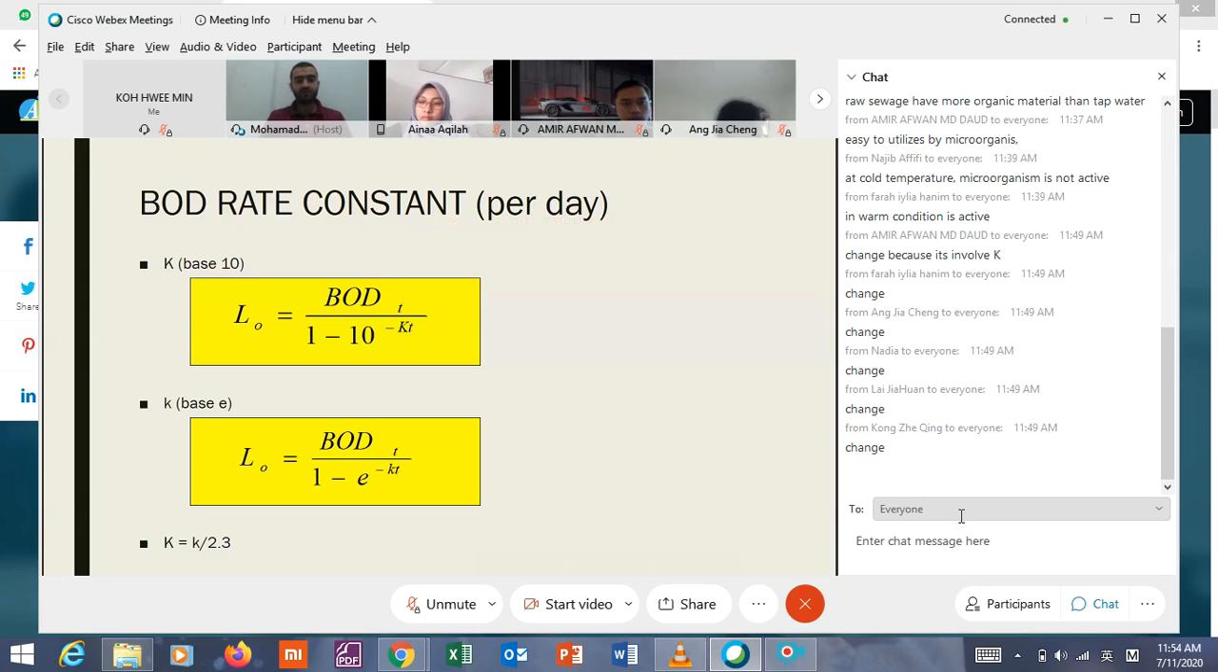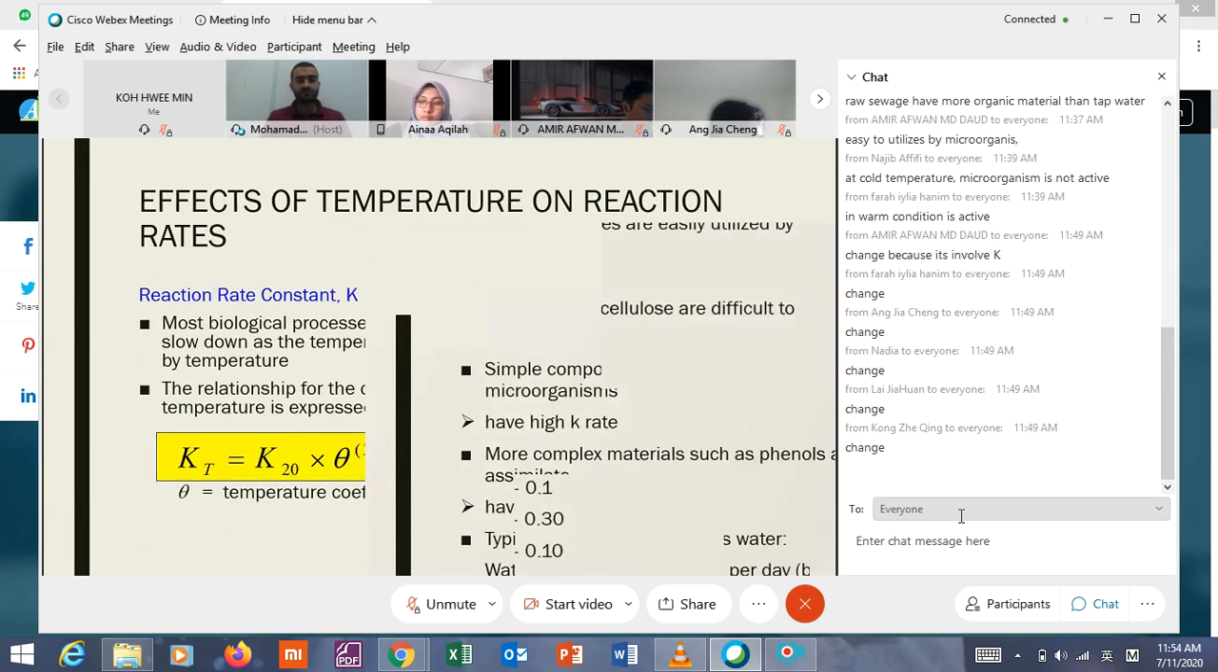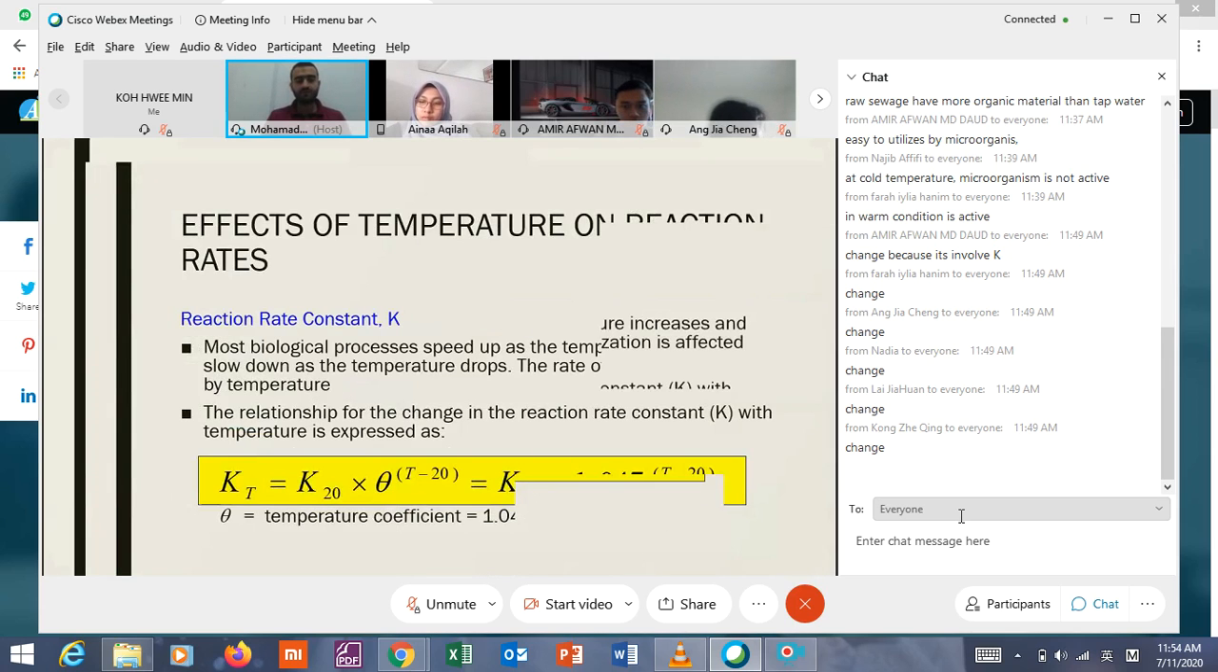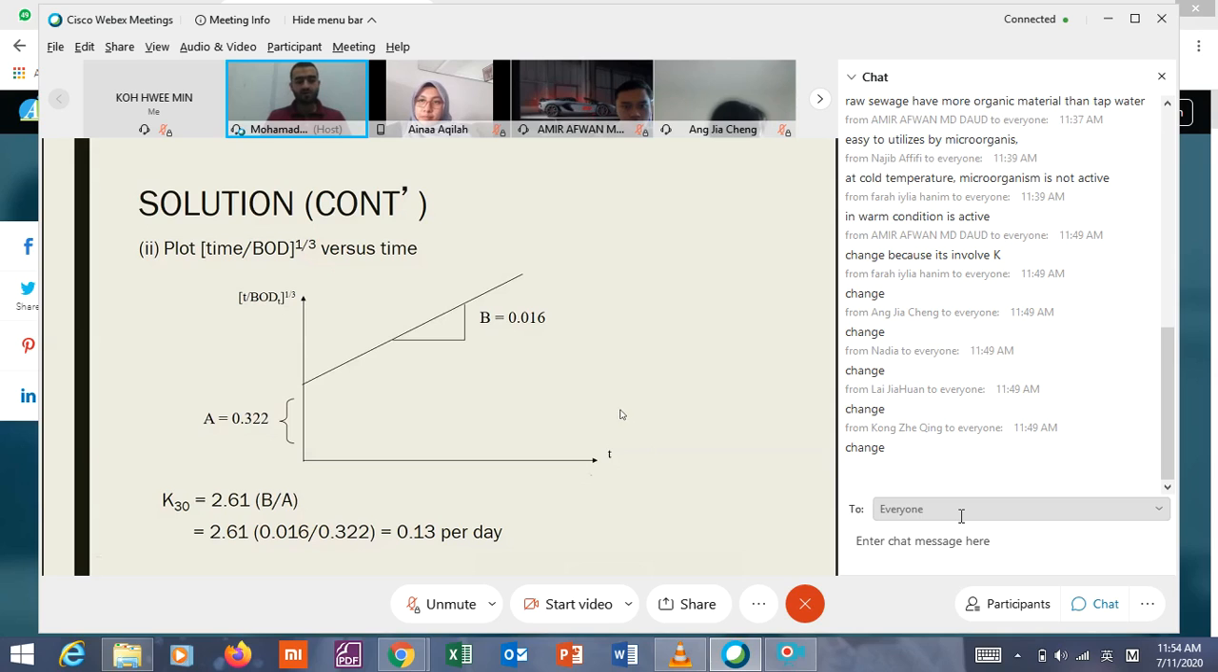Don't mix up. L naught does not change with temperature. The thing which changes with temperature is the BOD only.